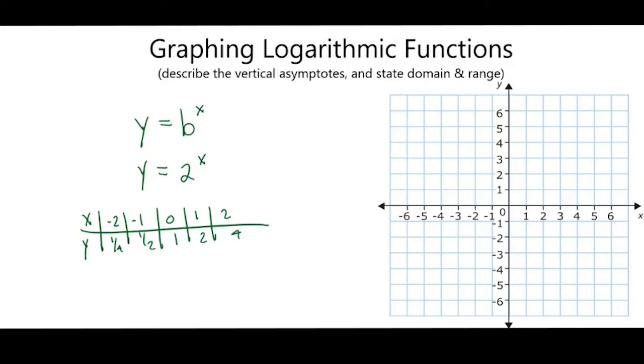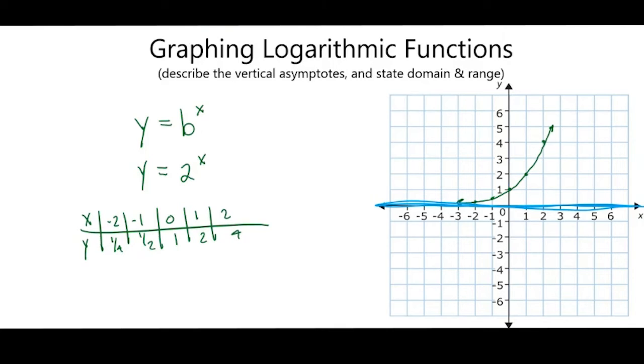So I would graph that and it would look something like this. -2, 1/4, -1, 1/2, 0, 1, 1, 2, and 2, 4. All right. So that graph, when I connect all the points with the curve, looks something like that. And these, remember, have a horizontal asymptote. And in this case, the horizontal asymptote would be right here at y equals 0.